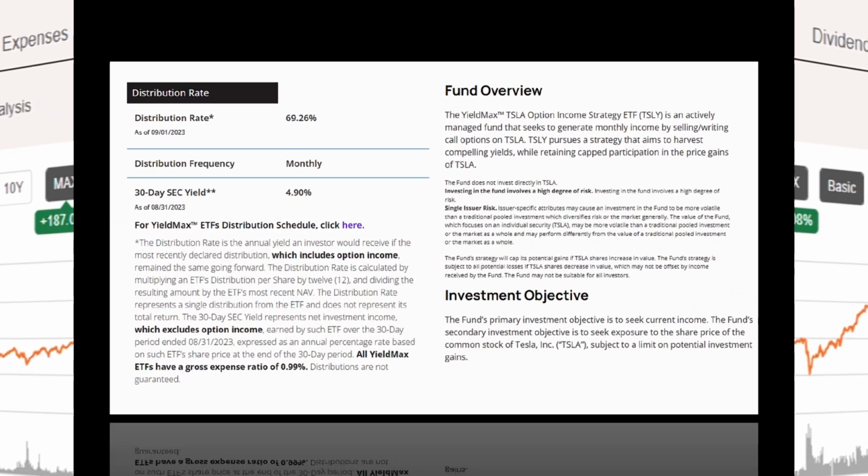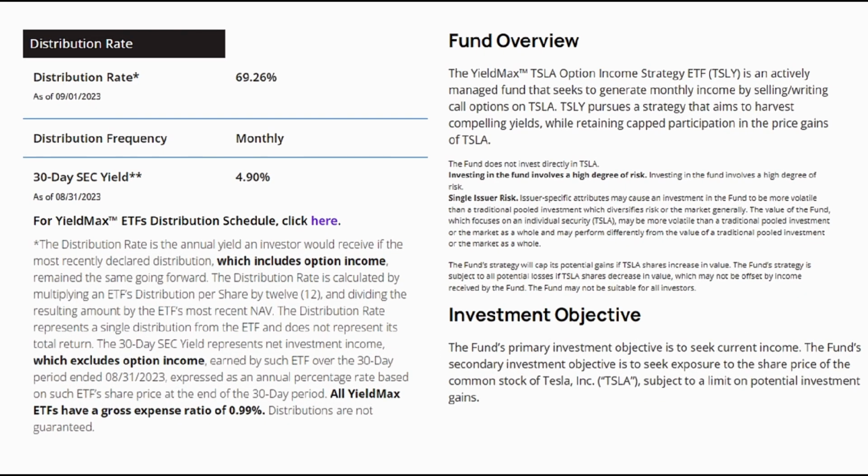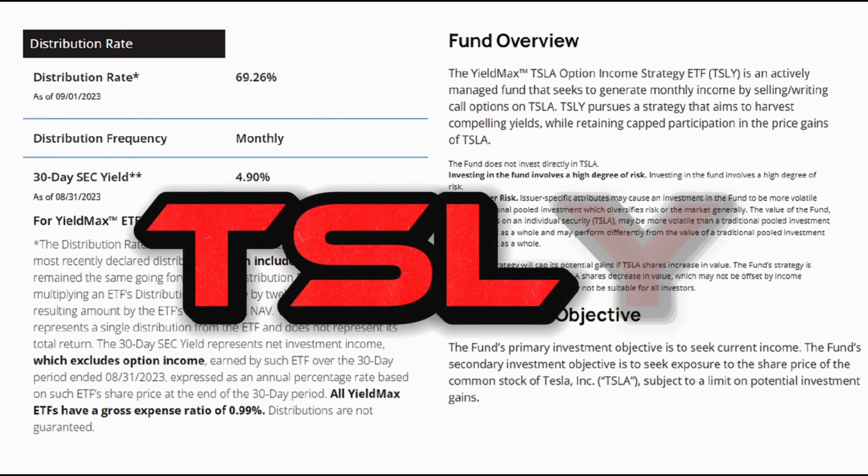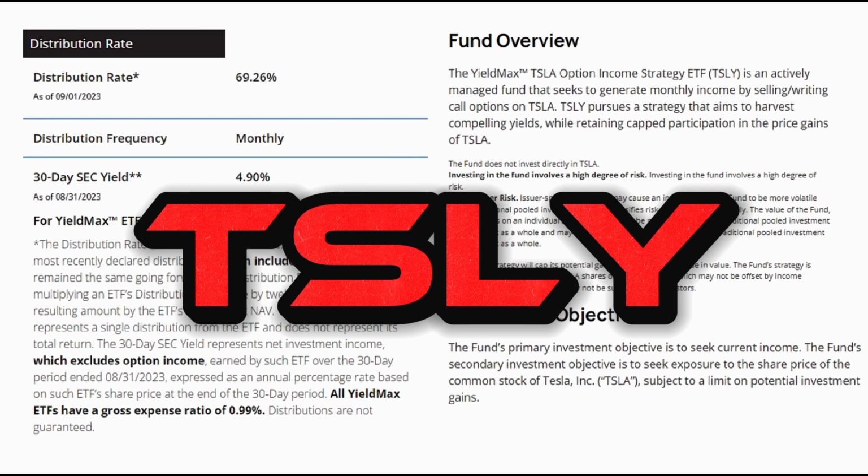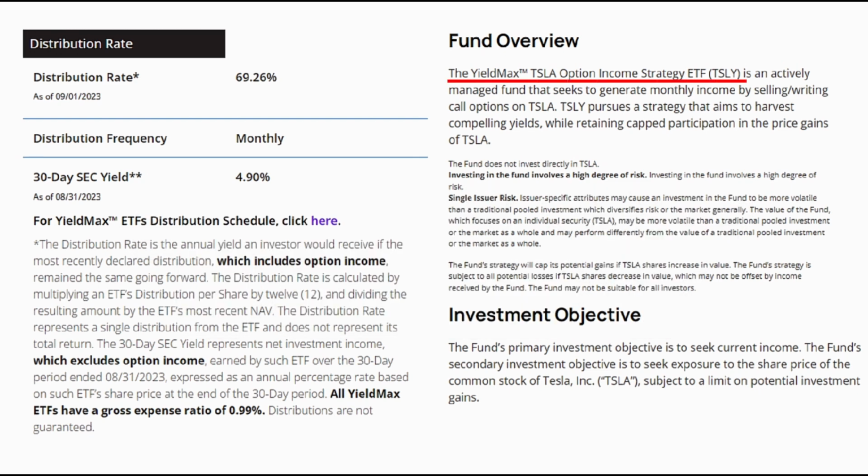Now, let's turn our attention to one of the alternative investment options for investors seeking high dividends, TSLY, short for YieldMax Tesla Option Income Strategy ETF. This ETF offers an impressive distribution rate of around 69.26% and pays dividends on a monthly basis. It achieves this through a strategy involving covered calls. Comparing it to traditional dividend ETFs such as SCHD, it looks very impressive.